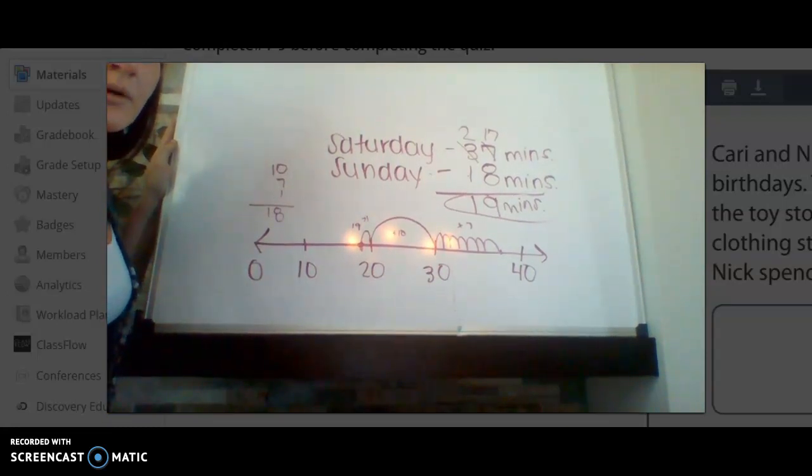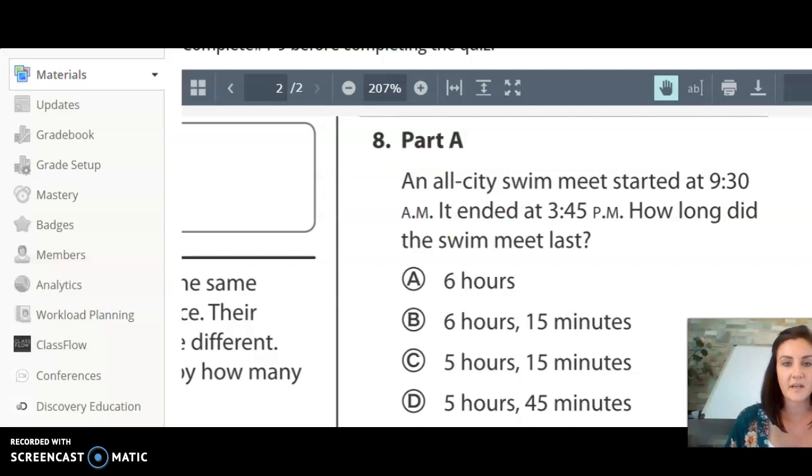All right, one more problem, ladies and gentlemen. All right, now we are down to our last one, number 8. So it says, an all-city swim meet started at 9:30 a.m. It ended at 3:45 p.m. How long did the swim meet last?